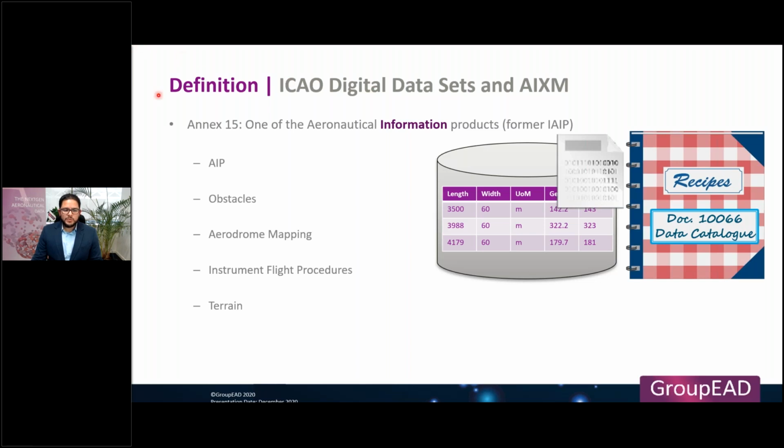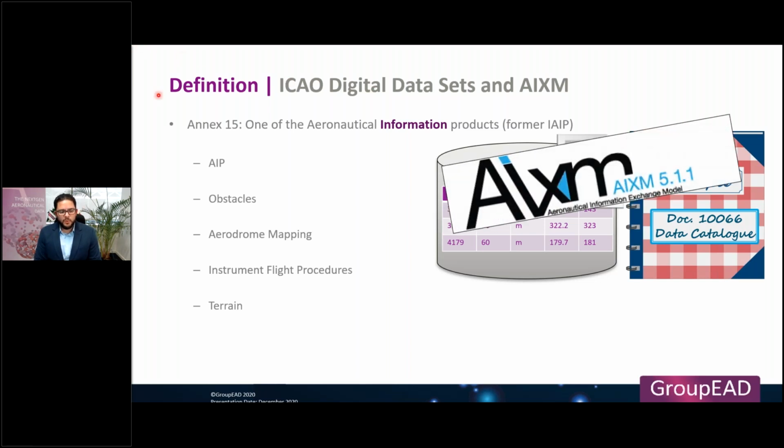The easier way to see this is to use AIXM 5.1 or the newer version, which is AIXM 5.1.1. So don't try to complicate things. You can provide this data in other formats, yes, of course, and even applying the same recipe as found in the Doc 10066. But the easier way to do this, if you have already implemented the system in AIXM, is actually using AIXM 5.1.1. But there is one problem here, and that is that AIXM 5.1 was created many years ago, and then the digital data sets by ICAO came. That means that AIXM 5.1 and the Doc 10066 data catalog are not matching one-to-one.